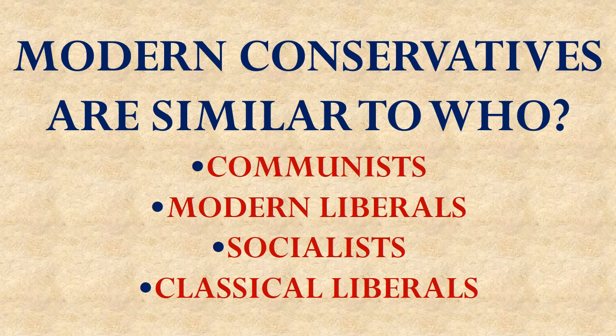Are modern conservatives more like communists, or modern liberals, or socialists, or classical liberals? The correct answer is, as we discussed just a few moments ago, they're like classical liberals, at least in the sense that for the most part they want government to stay out of people's lives. They want people to be left alone to make their own decisions about how they'll live their economic lives. Now, as we already said, they do want some intervention in cultural choices, but for the most of the decisions people make in their lives, they want the government to stay away.